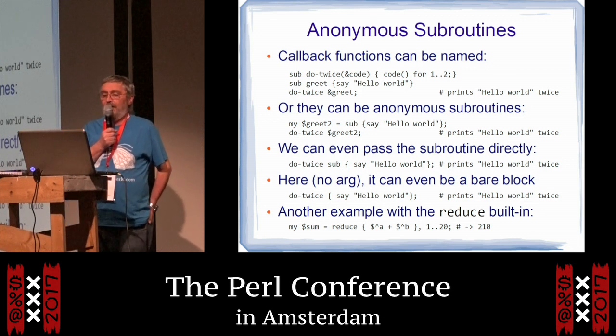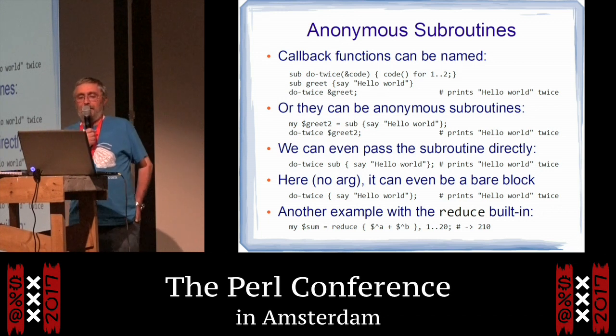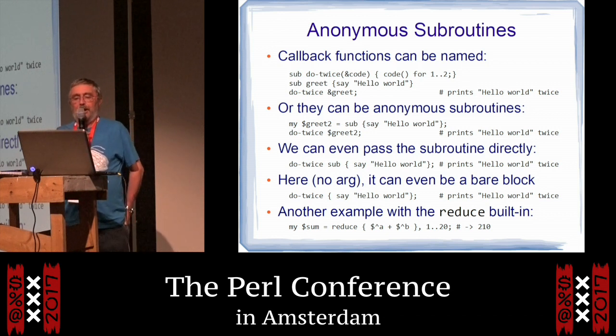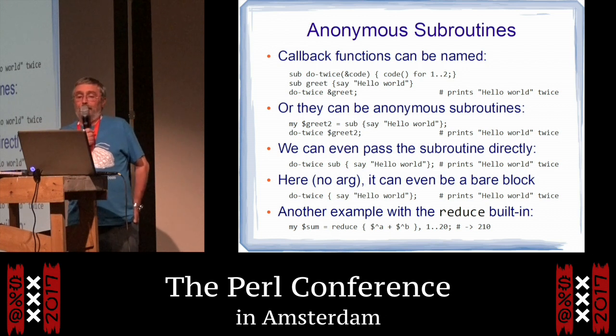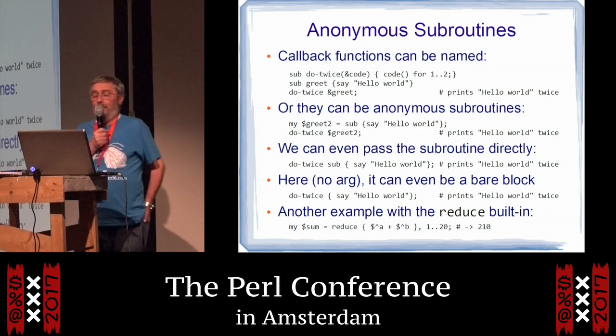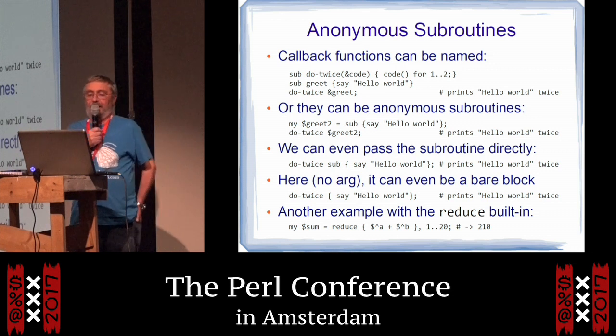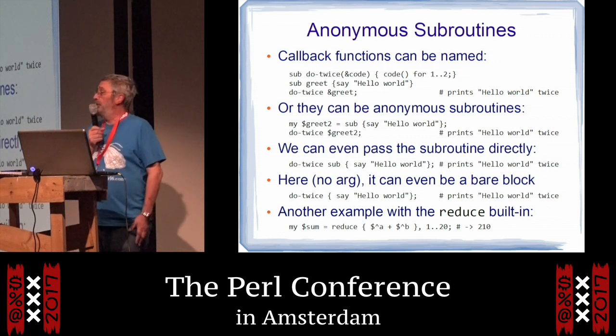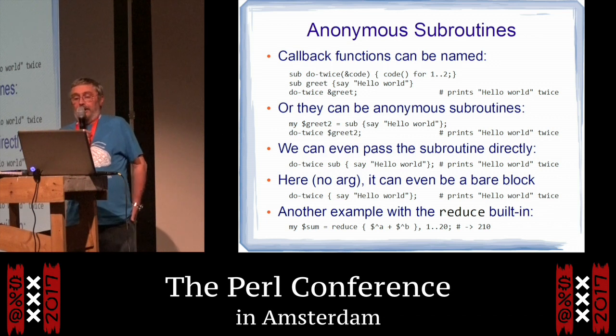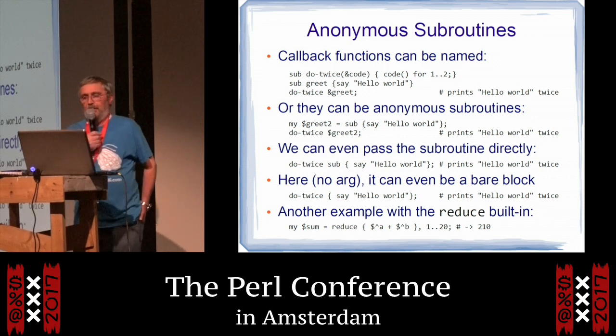I can even pass a subroutine directly without giving it even a variable name. This is what we have in the third example. Do twice, sub, say hello world, and that will do the same thing as before. And in this case, the subroutine is very simple because it doesn't have any argument. So I can even use a bare block instead of using a sub. So do twice, open curly, say hello world, close curly, and that will do the same thing as before. And, well, that's it.